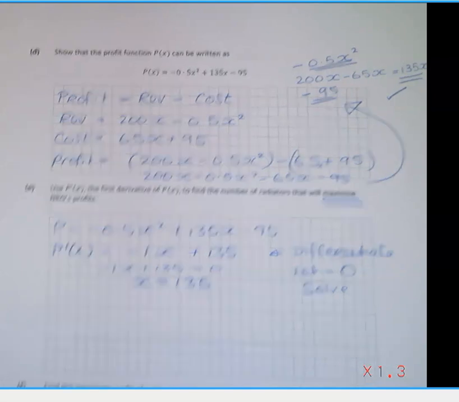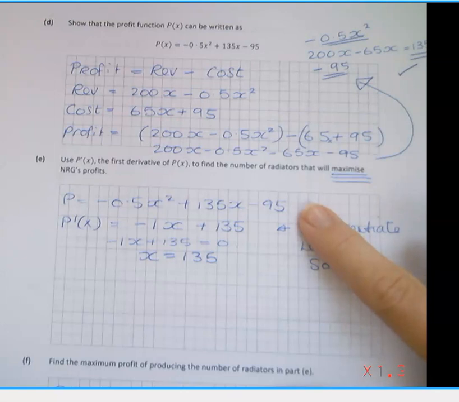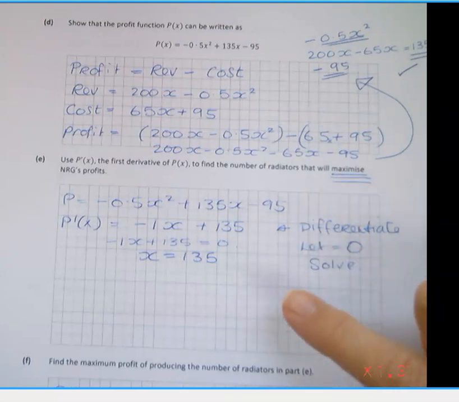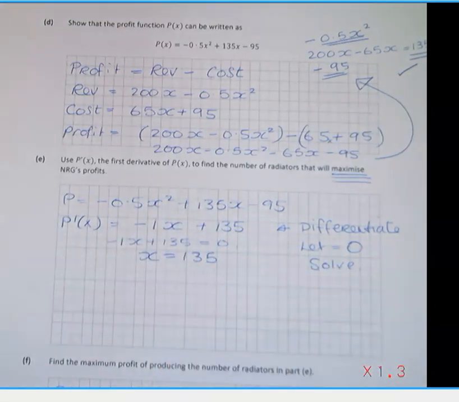Okay, the next part asks you to find p dash of x, the first derivative, to find the number of radiators which will maximize your profits. So you have your function for p. You want to differentiate it to get your p dash of x. So you're bringing forward the power of your x, multiplying, and reducing it by 1. So you get minus 1x plus 135.